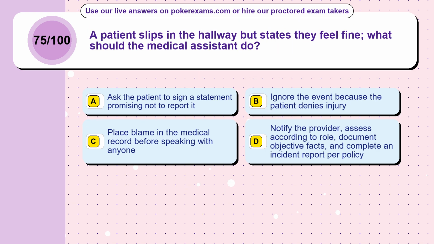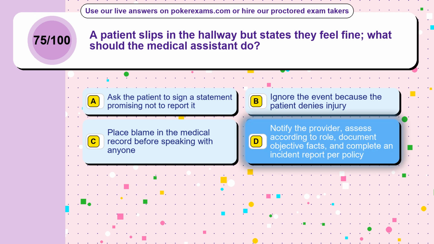Question 75. A patient slips in the hallway but states they feel fine. What should the medical assistant do? Option A. Ask the patient to sign a statement promising not to report it. Option B, ignore the event because the patient denies injury. Option C, place blame in the medical record before speaking with anyone. Option D, notify the provider, assess according to role, document objective facts, and complete an incident report per policy.